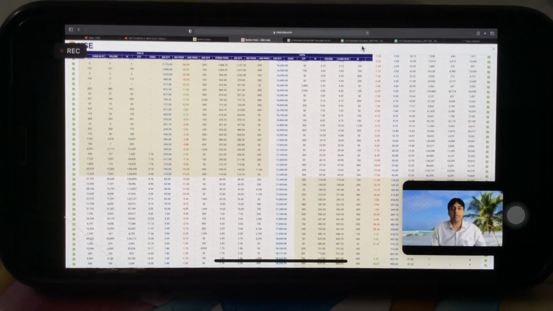This is one method which many traders use. Okay. So any confusion in this standard deviation?